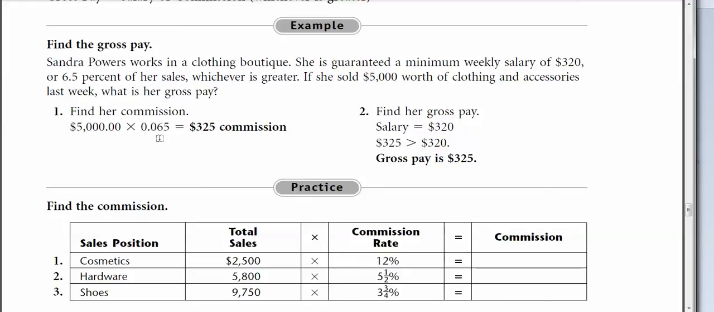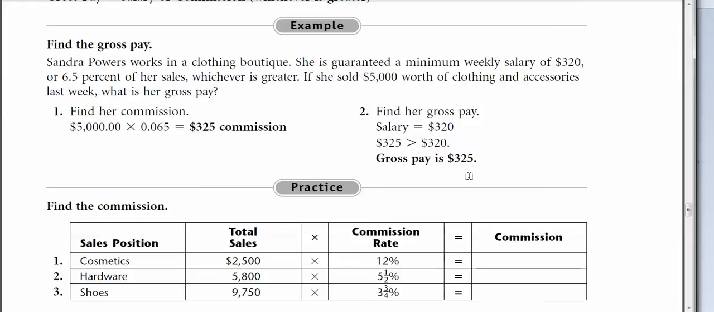So I'll multiply 0.065 times 5,000, and I get my commission of $325. So what is greater, the pay of $320 or the pay of $325? The commission is the better pay, so that's what she'll make.